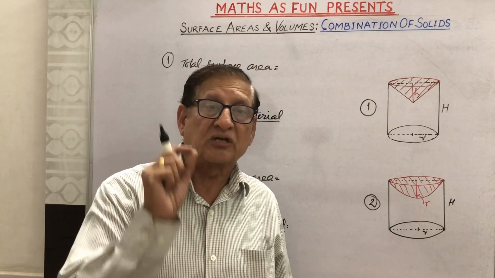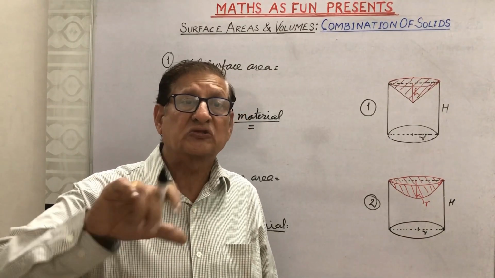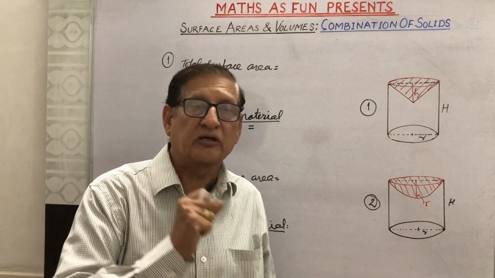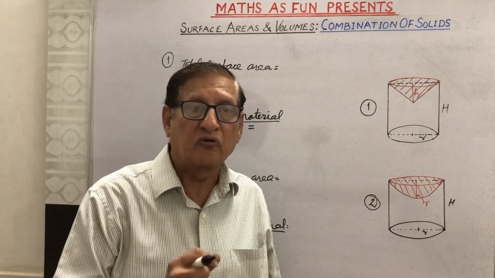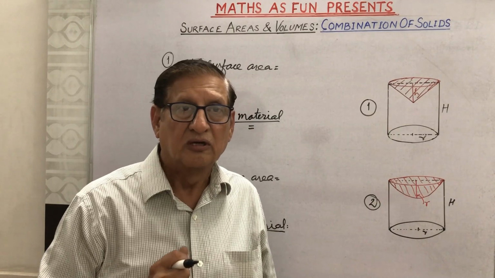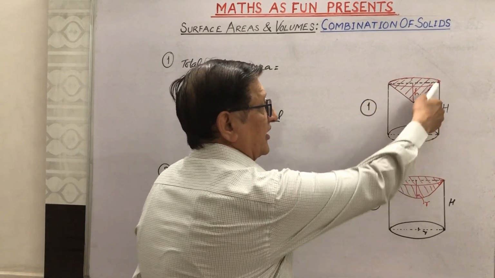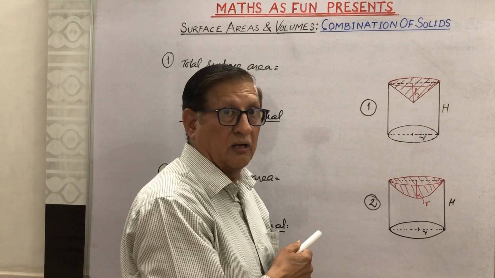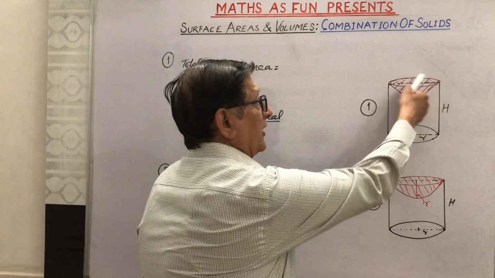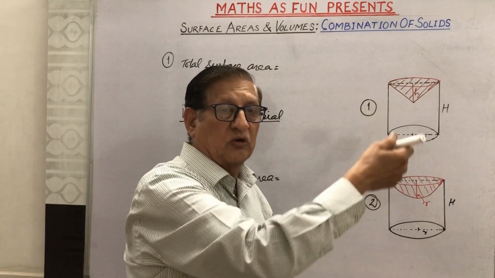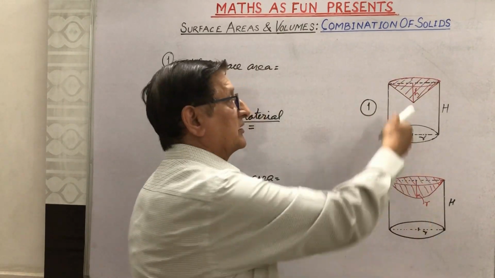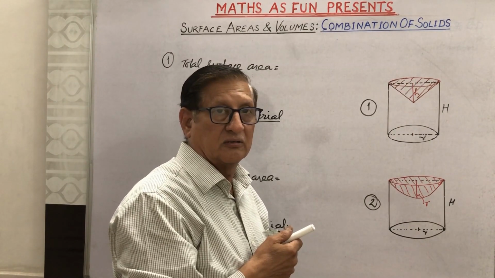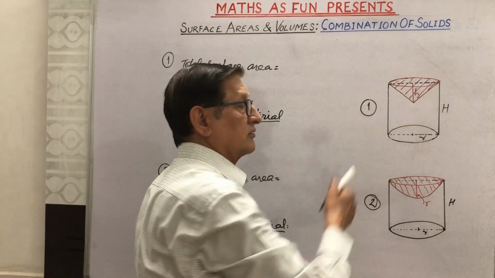Now suppose some of the solid part has been scooped out or cut out from a particular solid. Then how to find out its total surface area and volume? Let's understand that also. Suppose we have a cylinder here of height capital H and the radius R, and a conical part has been cut out of it or scooped out of it, and the height of this conical part is suppose small h and the radius is same as R.